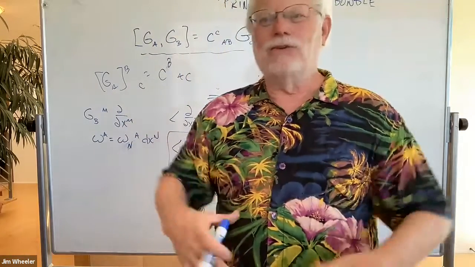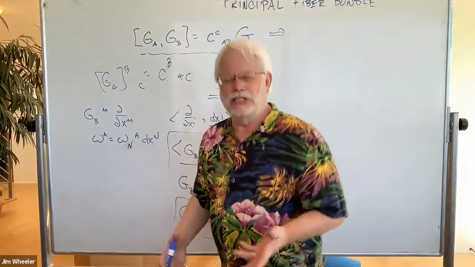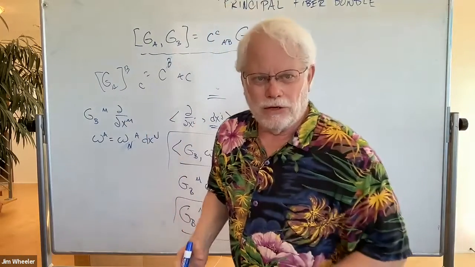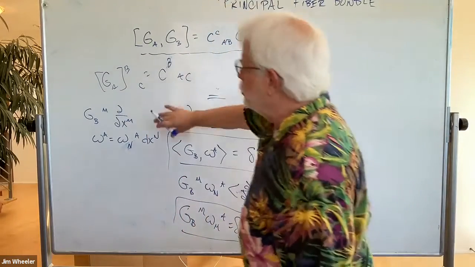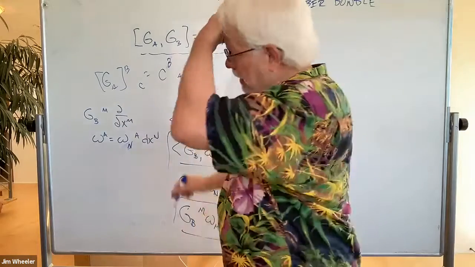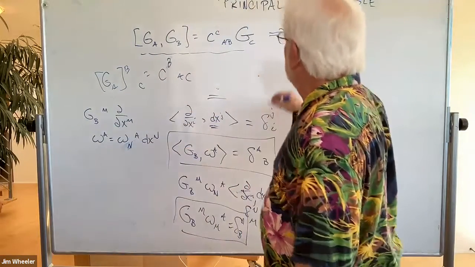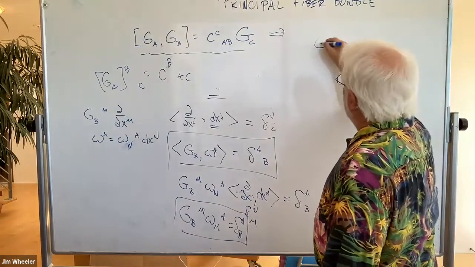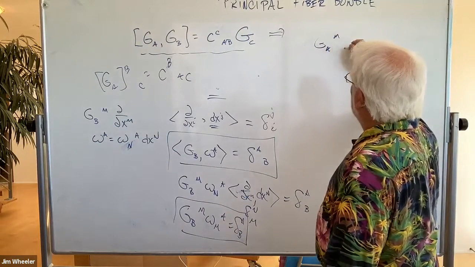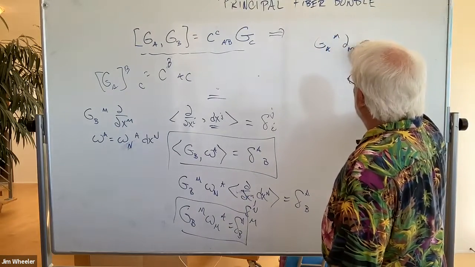Yeah, it's kind of cool. It's always a representation for a Lie group. So we can choose that one if we like, and that'll be the right dimension. So this always exists. So what I want to do is write G_A^M partial_M.